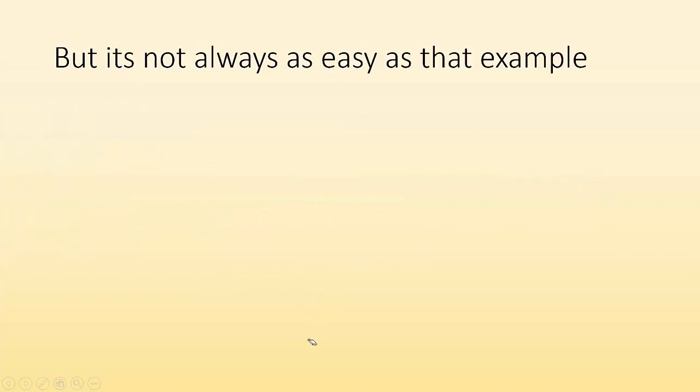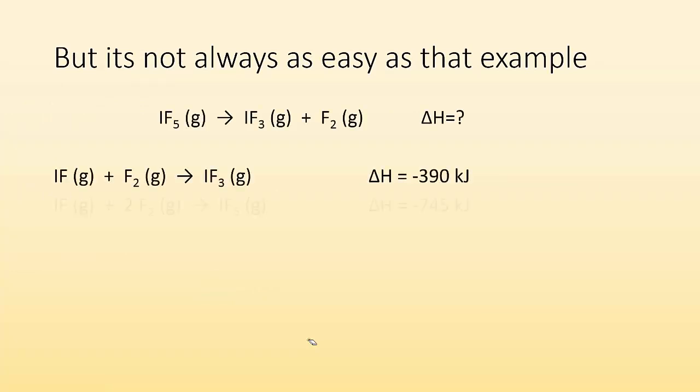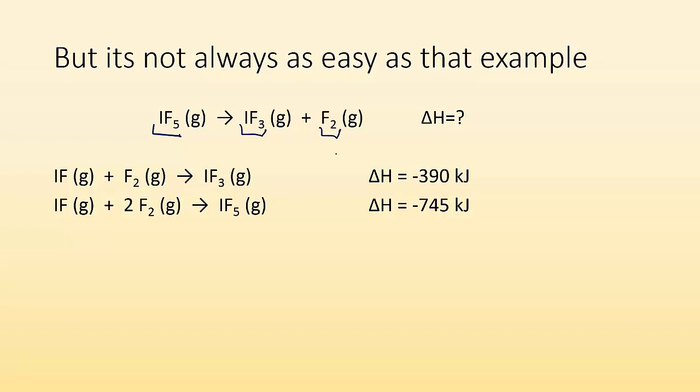But it's not always as easy as that example. I started with a really easy one where you didn't have to do anything to the equation. So let's say that this was my equation, and then they gave me these 2 possible steps to do it. Well, I'm going to follow the same process. I'm going to look at my reactants and my products in the desired equation, and I'm going to try and find them in the other given equations. So I'm looking for IF5. I found IF5 right here. I found IF3 in this equation. I'm looking for F2, and I see F2 in a couple of places.